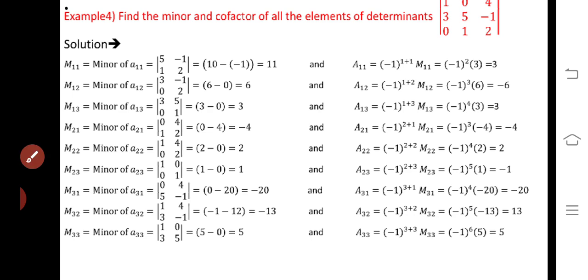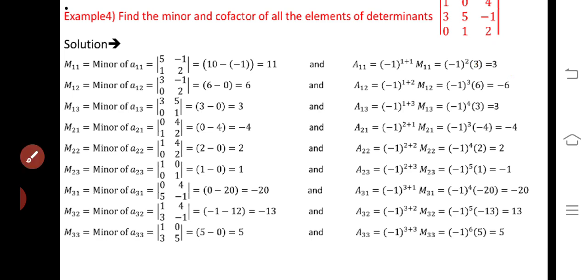Then how to find the cofactor? Cofactor of 1, 1 is equal to minus 1 to the power 1 plus 1 into the minor of 1, 1. The minor of 1, 1 is what? 11. 11 into minus 1 to the square. Minus 1 square is what? Plus 1. Plus 1 into the minor of 1, 1, 11. Sorry, I made a mistake here. Instead of 11 I had written 3. You make that correction. 11 into 1 we will get 11. Make that correction and write the correct one in your book.